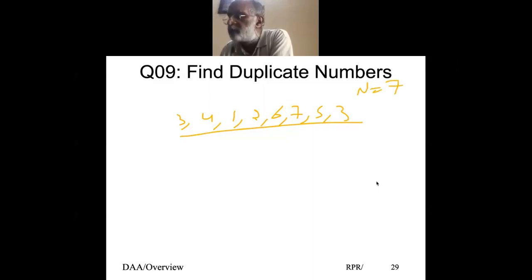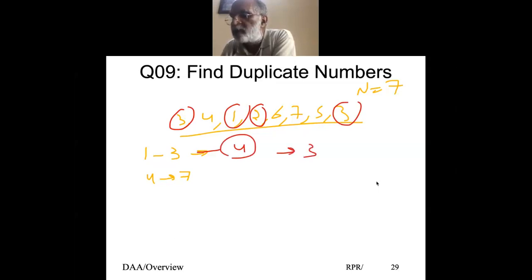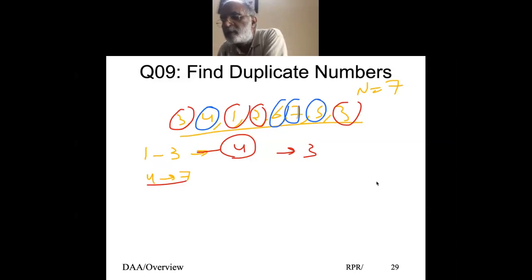I know 7 by 2 is 3. What I need to do is keep reading and see what are the numbers between 1 to 3 and what are the numbers between 4 to 7. If I count 1, 2, 3, I get 4 numbers, whereas I'm expecting only 3. For 4 to 7, 4, 5, 6, 7, I should get 4 numbers, and I have 4 numbers here. Because for 1, 2, 3 I'm expecting 3 and got 4 numbers, my duplicate lies here.